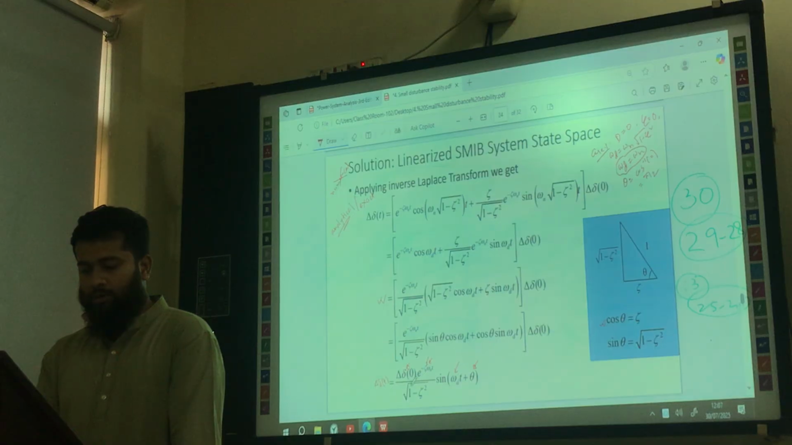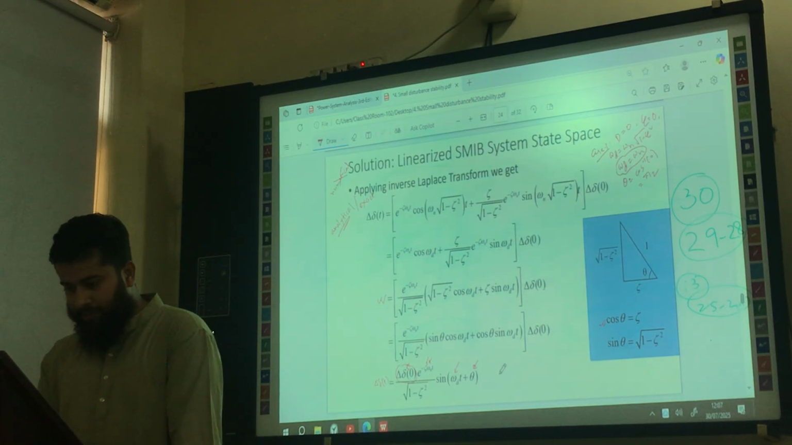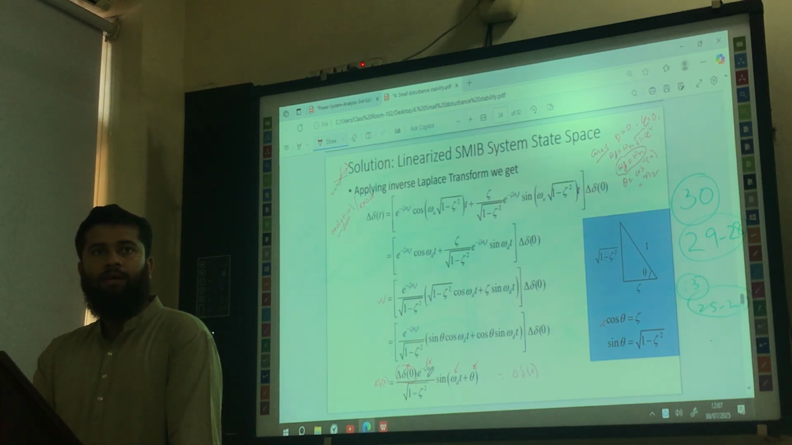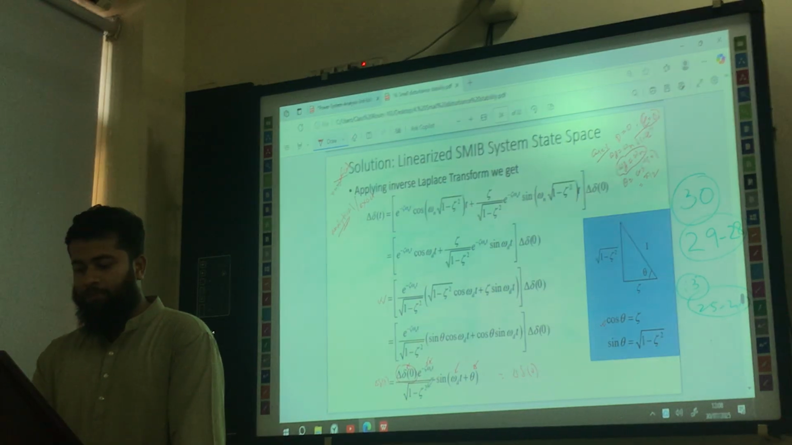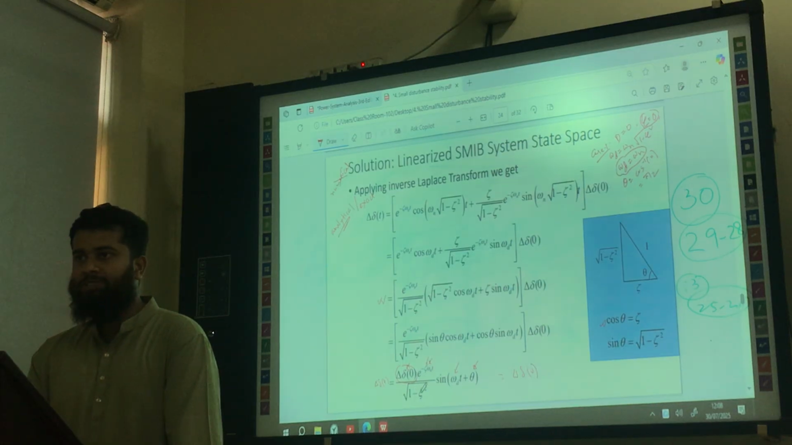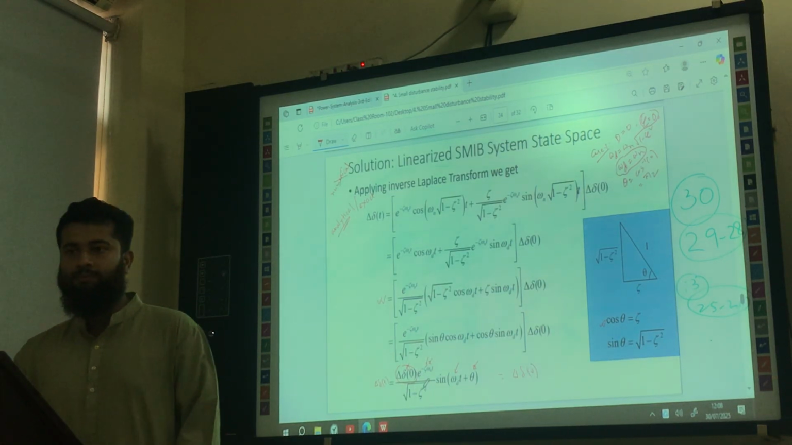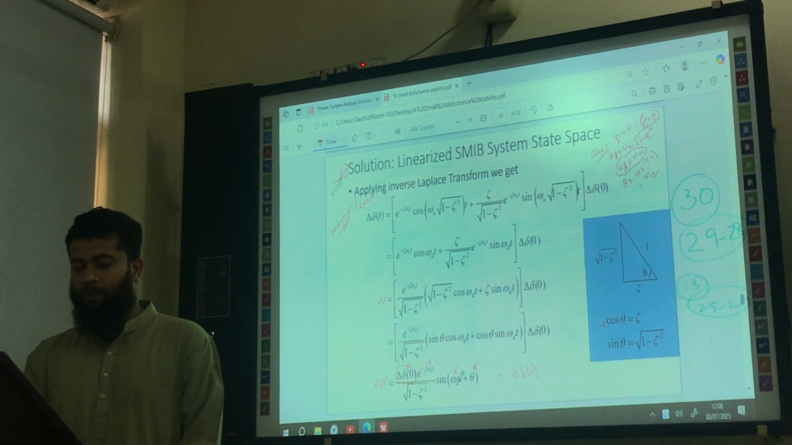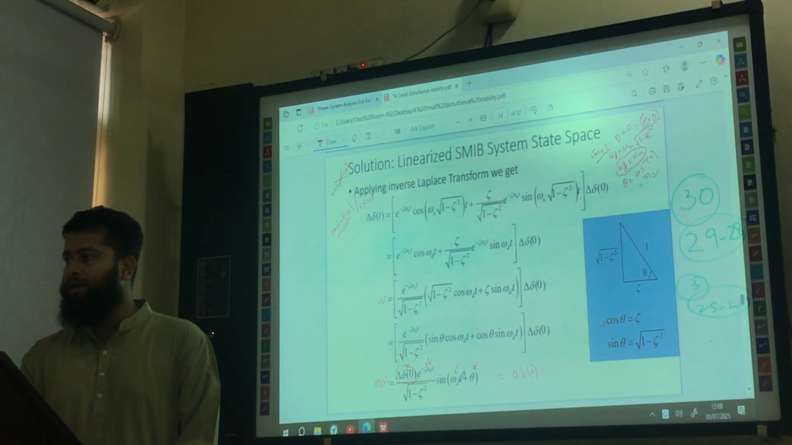So you will get some value here. It will be simply delta of 0. Then this term, e to the power minus zeta omega n t. What will be this term? Zeta is 0, so e to the power 0 means you will get 1, right? Then this term, root over 1 minus zeta square. This zeta is also 0, so this is 1. Then here sin omega t, we can replace it with omega n.